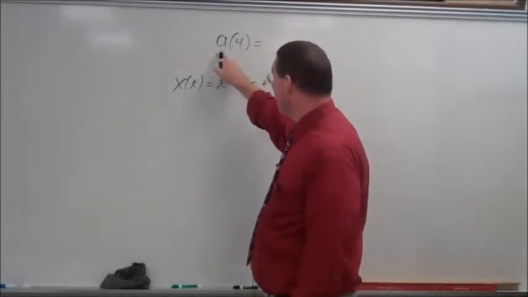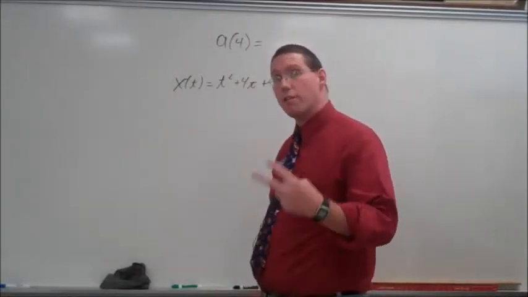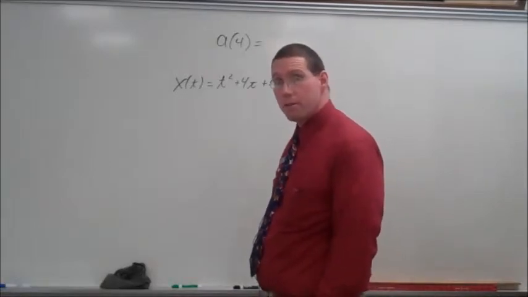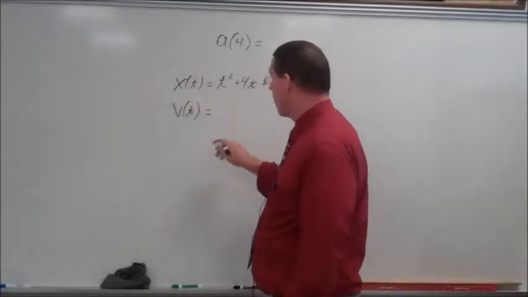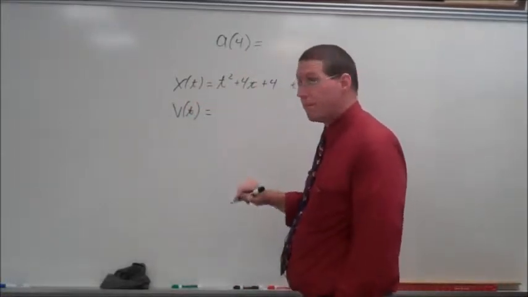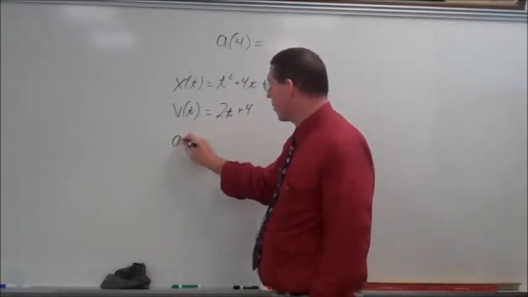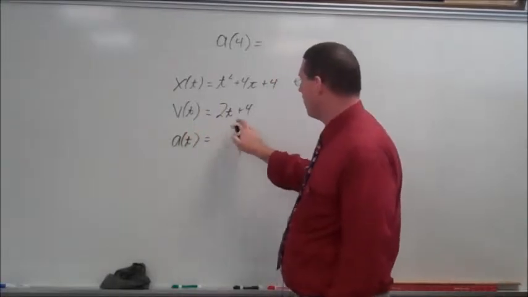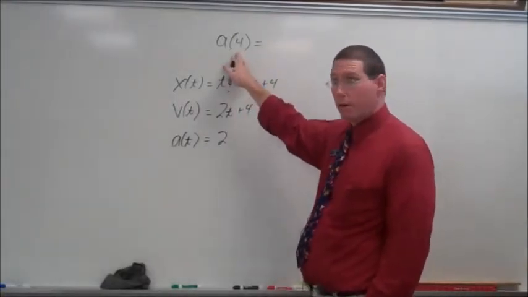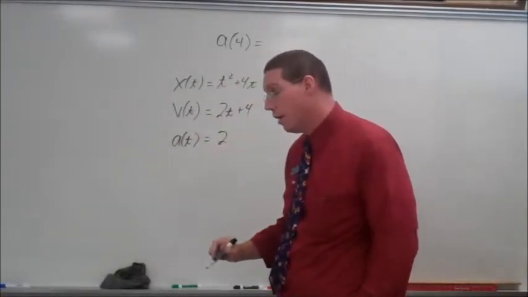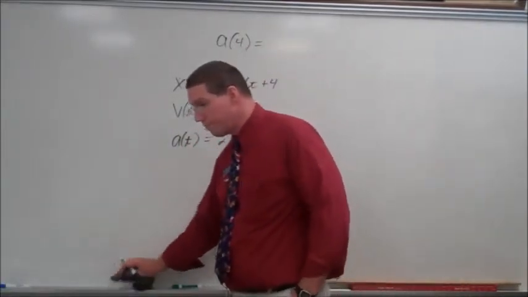In order to find acceleration, we're given the position function, so we need the second derivative, because acceleration is the second derivative of position. To get the second derivative, we need the first derivative, which is velocity. So the velocity function is the first derivative of position, which is 2t plus 4. Now acceleration is the derivative of velocity, and the derivative of 2t plus 4 is just 2. It doesn't matter what our time is, our acceleration is constant at 2, and so the correct answer is option B, 2. Okay? That's question number 2.